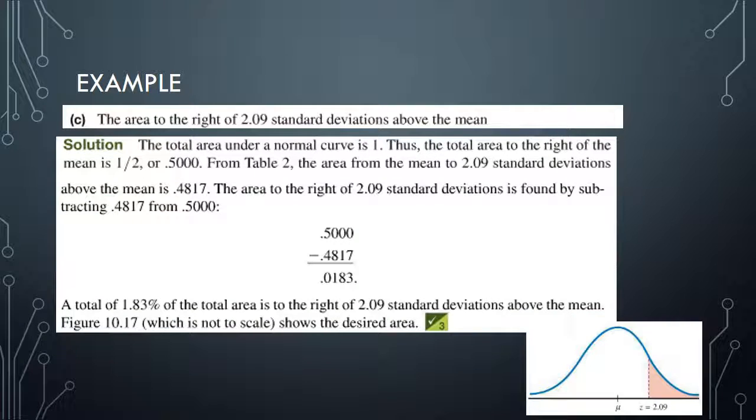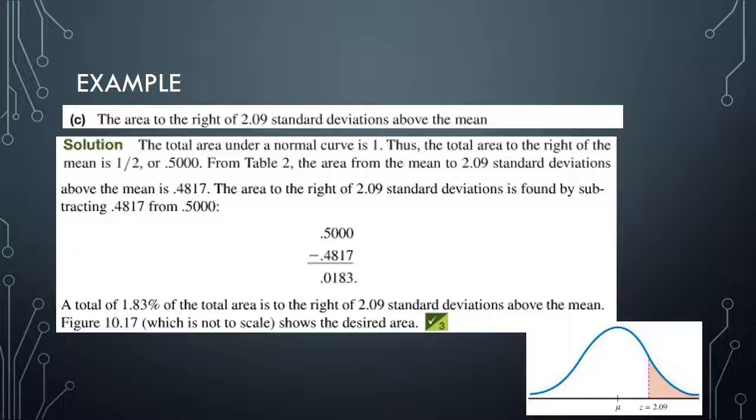Okay, hopefully on your calculator you got 0.0183, which would be 1.83%. Again, what we do on the calculator for this, because as you see in the picture, you're going from 2.09 basically on into infinity. Well, you can't put infinity in your calculator. But again, like I said, there comes a point where going higher just is not going to make a difference in the area. So what we tend to use for our right endpoint when it's supposed to go all the way out to the right is 99.